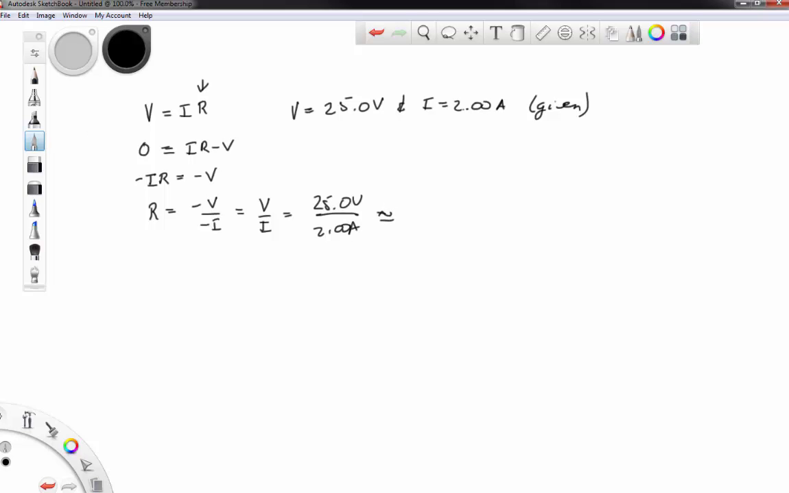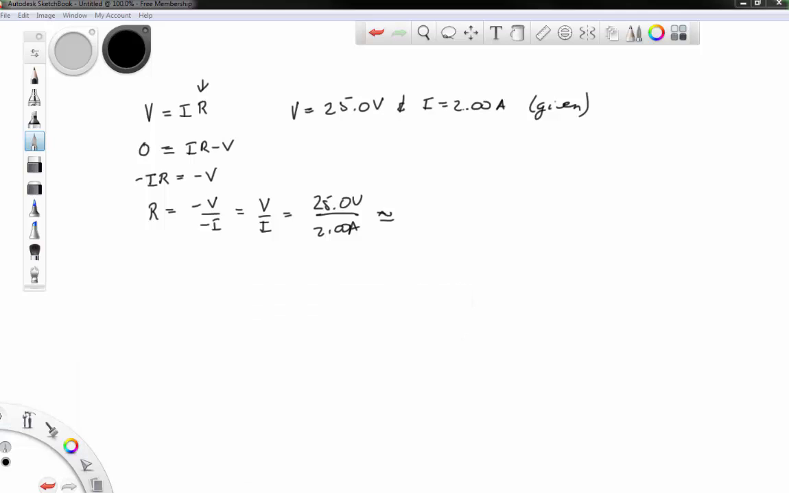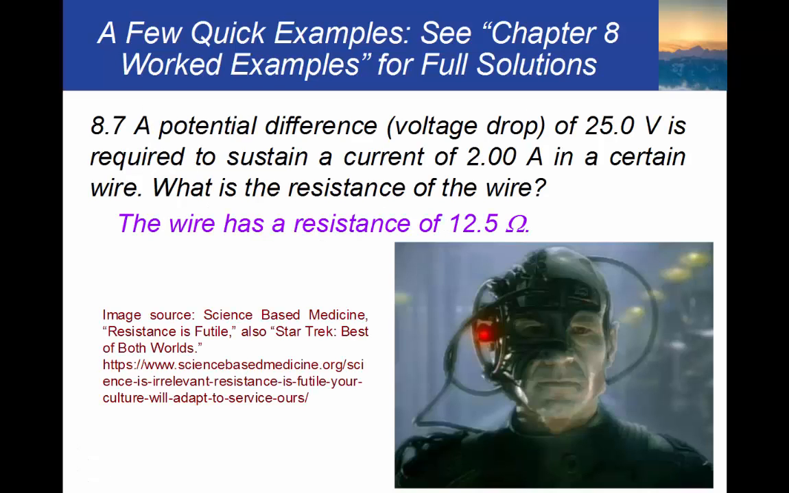So should be 12.5, but I know that you guys don't believe mental math, so let's use the calculator to get that. 25 divided by 2 gives us 12.5 ohms. So we have a resistance of 12.5 ohms. So we've now got the resistance for the wire and with the correct number of significant figures.